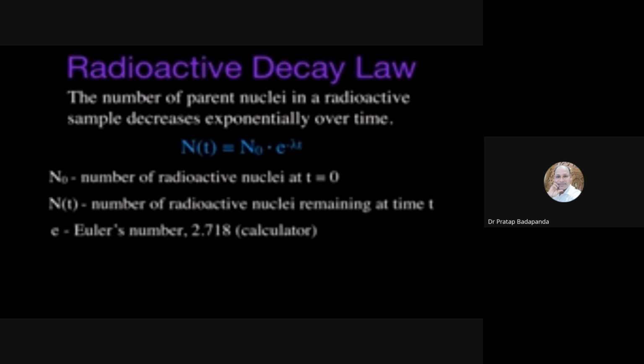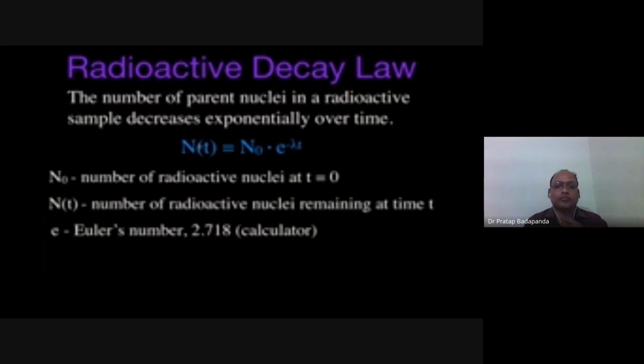If you don't, you can just approximate it as 2.718. All right, and then e is raised to the power of minus lambda. In this case, lambda is the decay constant. We'll talk about what the decay constant is in just a moment. And then t is the time that occurs.